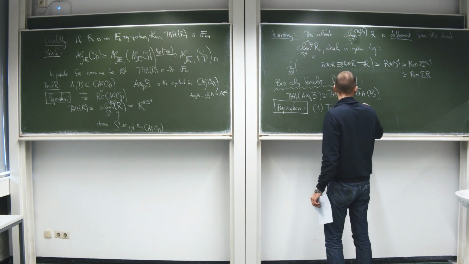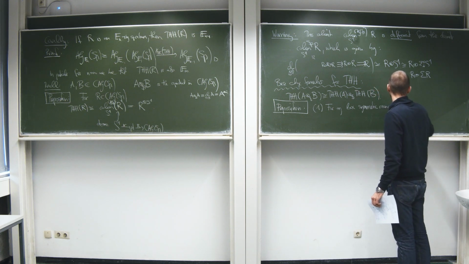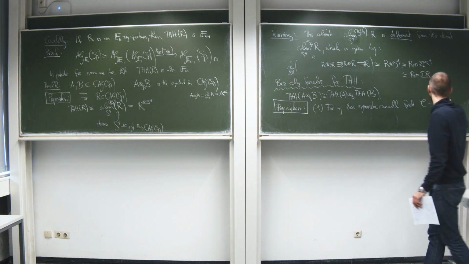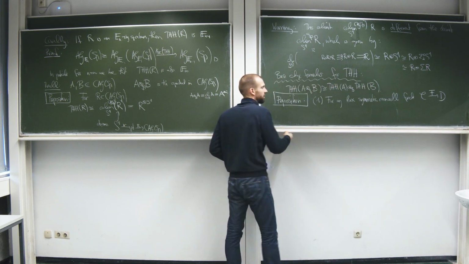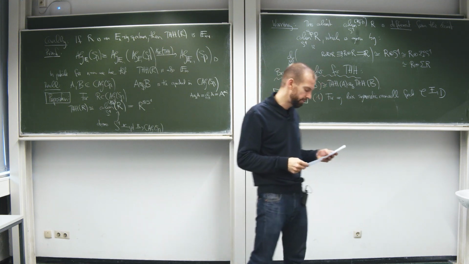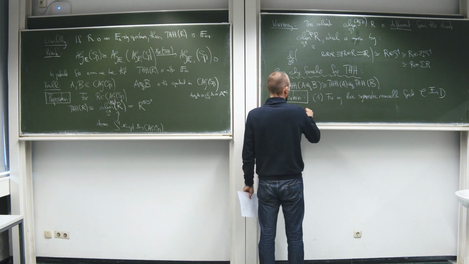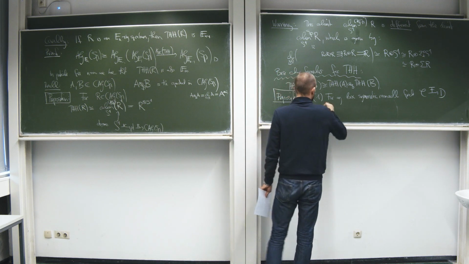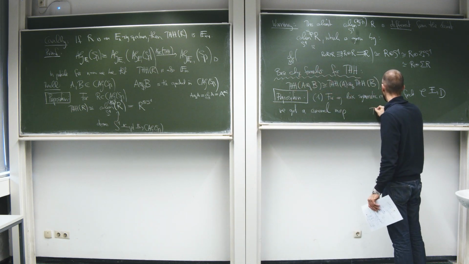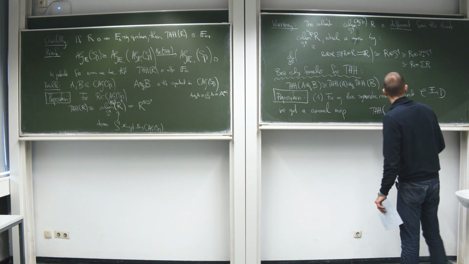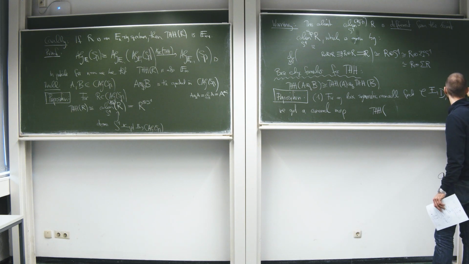lax symmetric monoidal functor F from C to D, between symmetric monoidal infinity categories. So C and D are symmetric monoidal infinity categories, F is a lax symmetric monoidal functor. We get a canonical map from THH. I mean, A is going to be an algebra in C. Maybe I should write, A is an algebra in C.